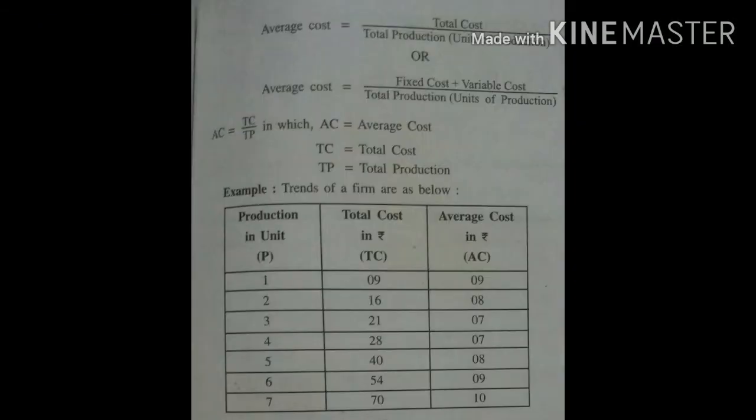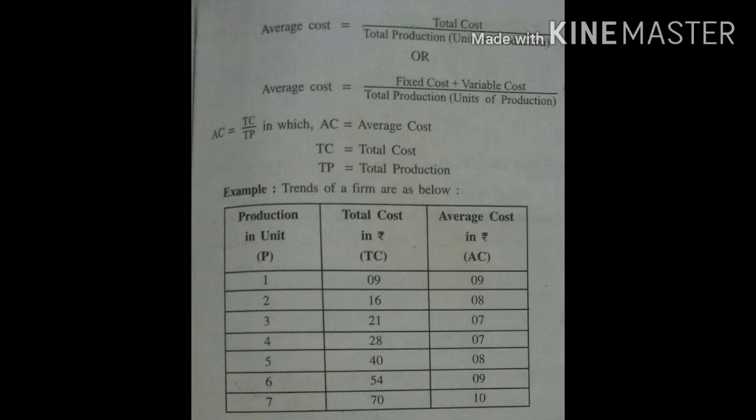Let us learn about average cost or average total cost. Average cost is obtained by dividing total cost by total production or the units of production. So we say AC is equal to TC upon TP. Average cost is equal to fixed cost plus variable cost. Already we learned that total cost is what? Fixed cost plus variable cost. So average cost, as you said, TC upon TP, and you can also say average cost is equal to fixed cost plus variable cost divided by total production.